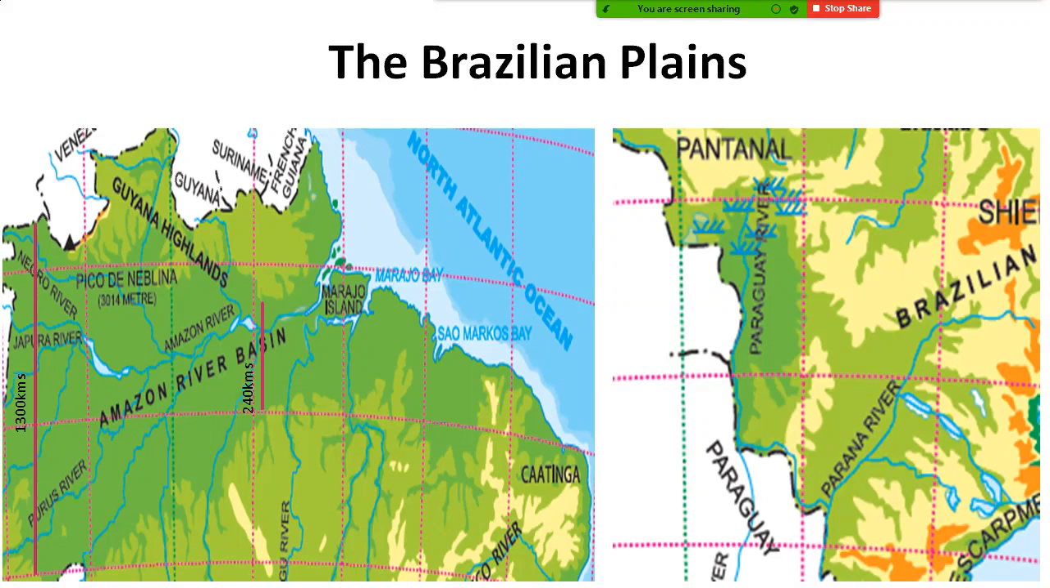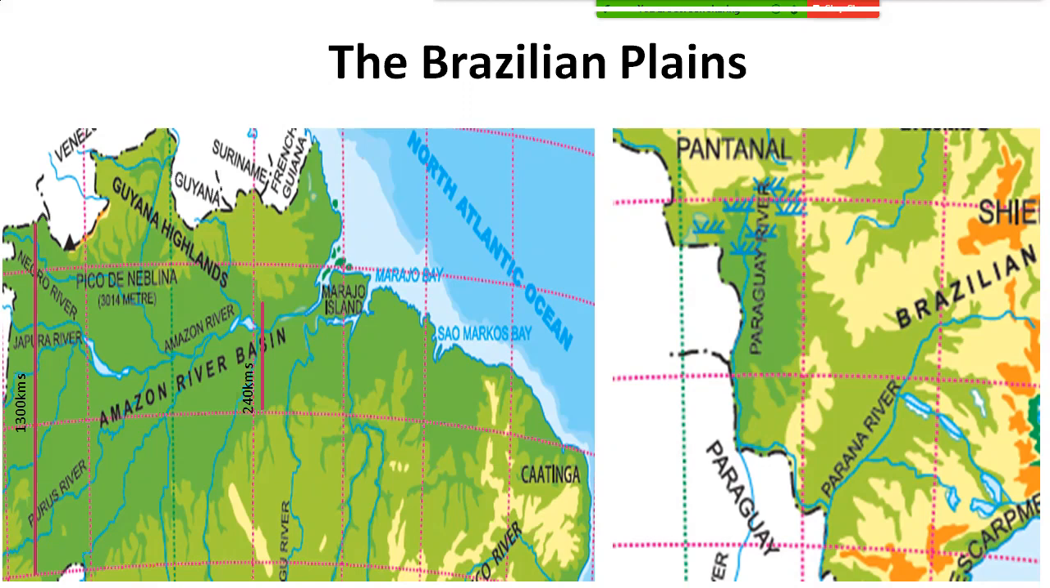We come to the other plain in the south, formed due to the Parana and Paraguay rivers. The source region, where these rivers begin, lie in the south. The source of the Parana lies towards the southwest, whereas the source of the Paraguay lies to the south of Brazil.